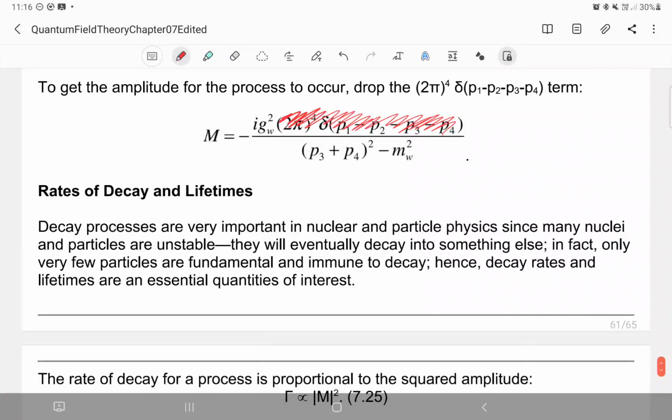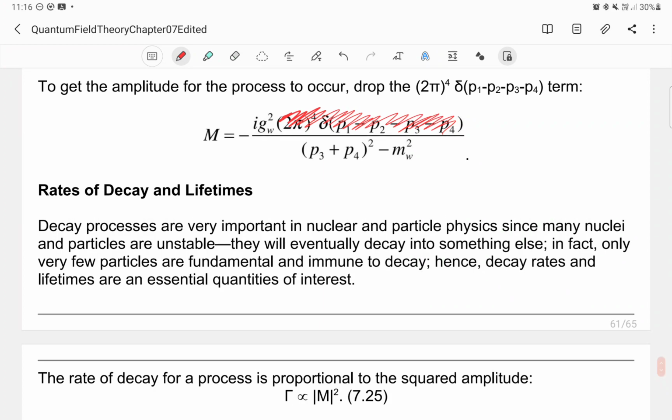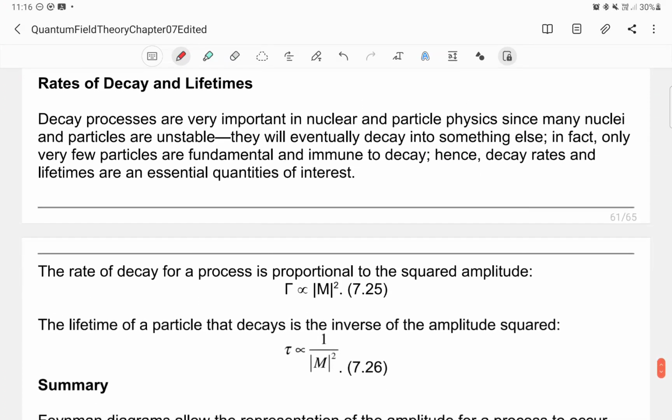So other important quantities that can be found in the Feynman diagram are the rates of decay and lifetimes. And the decay rate is proportional to the square of the amplitude. And the lifetime is proportional to the inverse of the amplitude.